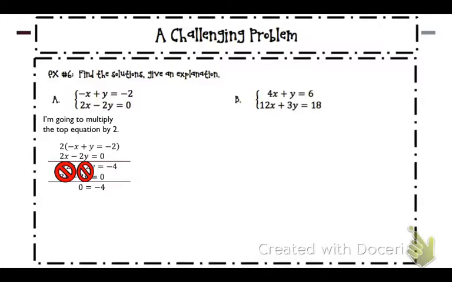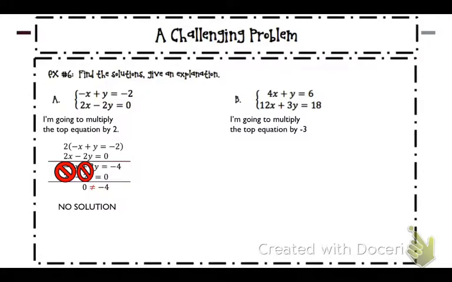But 0 does not equal negative 4. 0 will never equal negative 4. So that is not correct, and there's no solution. So if you ever end up with an answer like 0 equals 5, or 5 equals negative something, and it's not true, then it's no solution. Okay? Let's look at B.